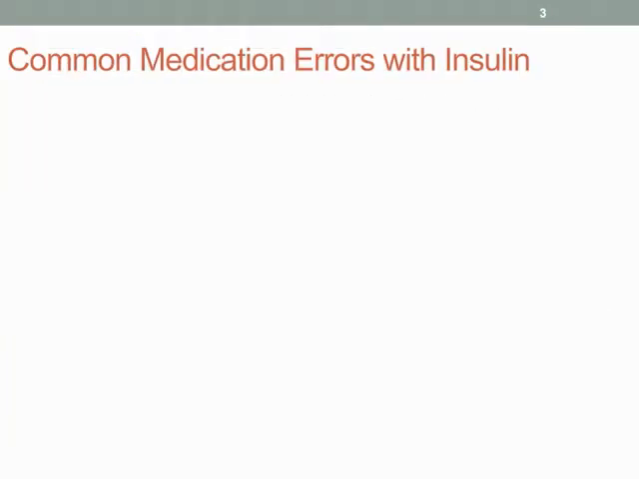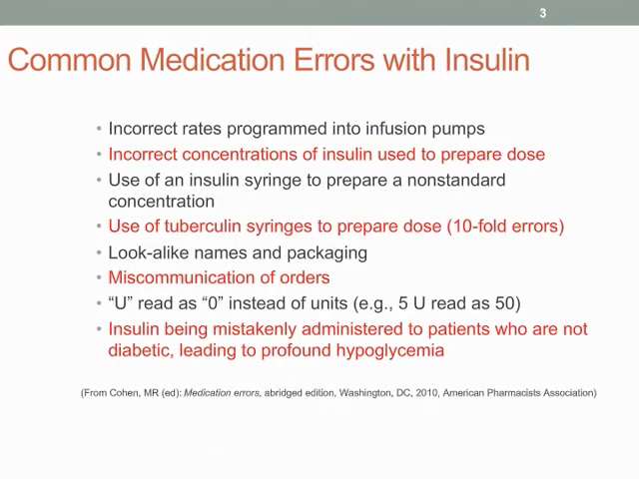In this slide, I'd like to review some of the common mistakes that can be made with insulin administration. Either incorrect rates are programmed into an insulin pump, inaccurate concentrations of insulin are used to prepare the dose, or an insulin syringe is used to prepare a non-standard concentration. Or a tuberculin syringe is used to prepare the dose instead of an insulin syringe.